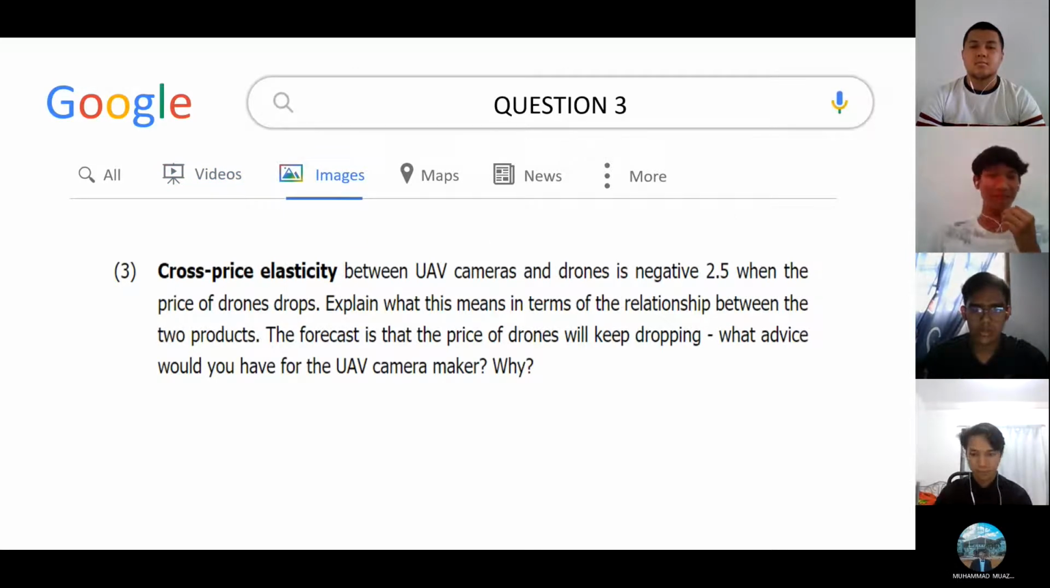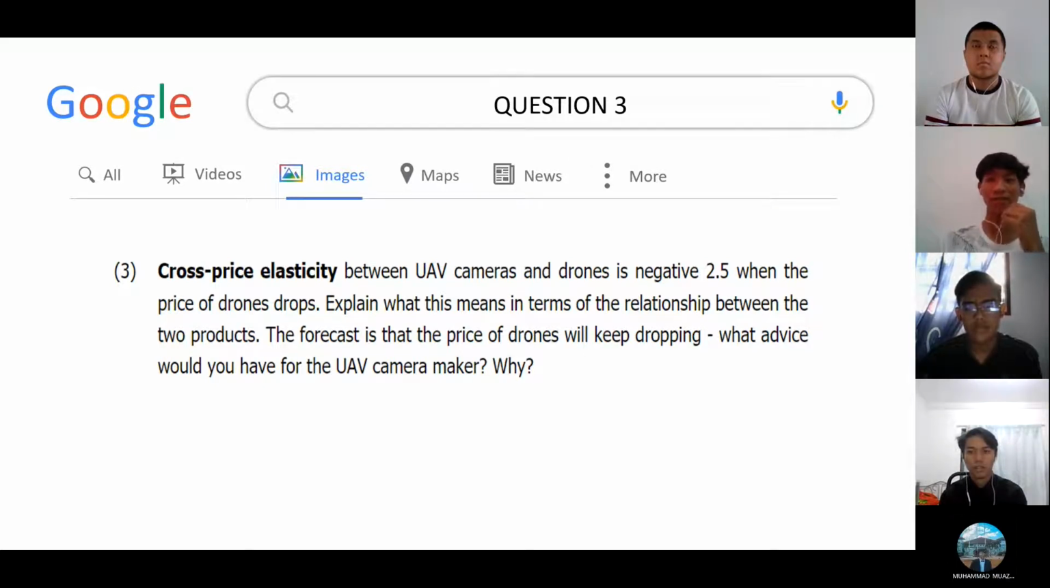Okay, for question number 3, first of all, I will explain a bit about cross-price elasticity. Cross-price elasticity measures how sensitive the demand for a product is to a change in the price of a corresponding product. When the price of a complementary product increases, it will lead to lower demand, or negative cross-price elasticity. Just now I talked about negative cross-price elasticity, and now I will talk about positive cross-price elasticity, which is when a price increase in a substitute product will lead to increased demand.